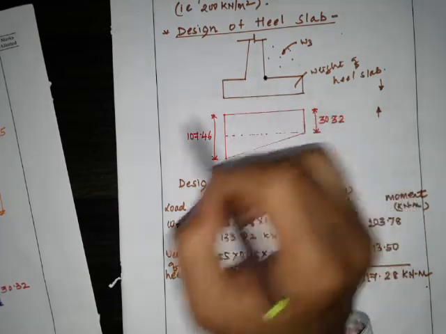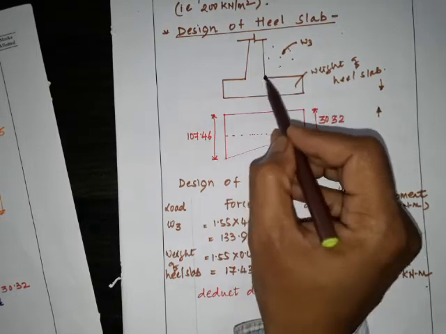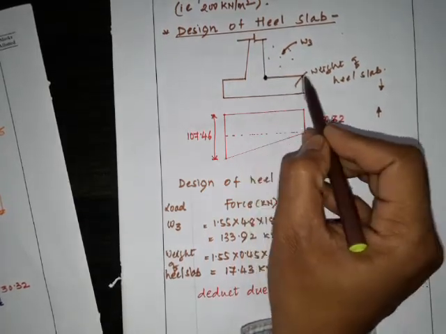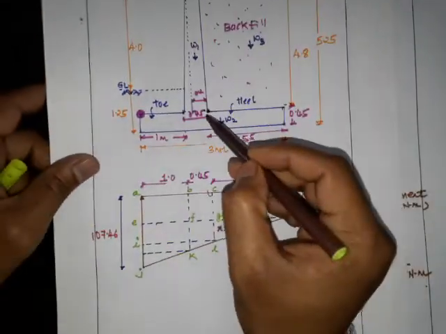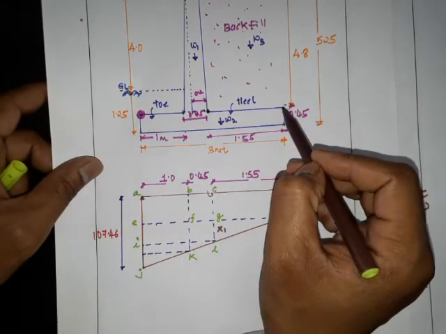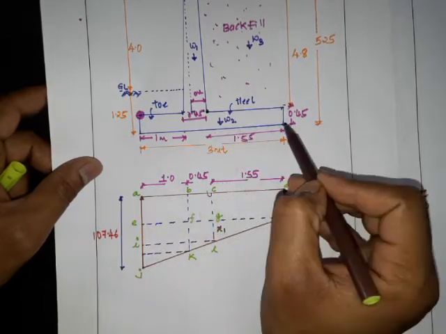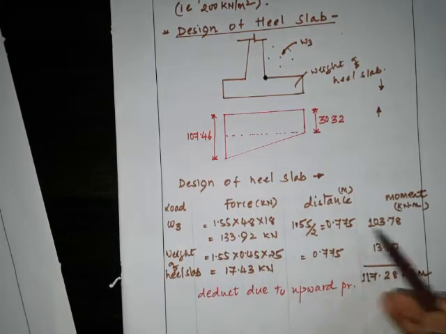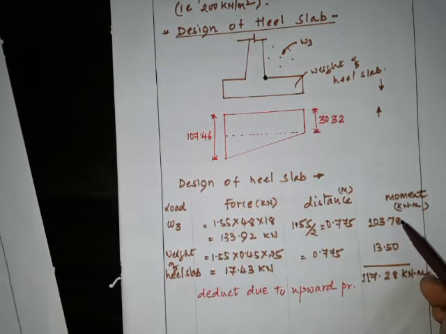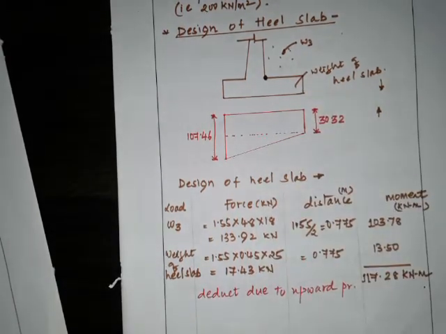We have to consider the moment about this face, because this part is fixed at the stem and this part is free, so we consider this part as a cantilever section. The maximum bending moment will be at this face, so we consider the distance from this. We take 1.55 divided by 2, which is 0.775. When you multiply this into this, we get the moment by considering the backfill and self weight of the heel slab.